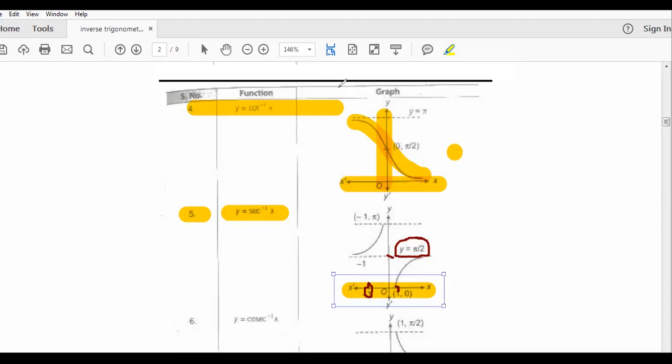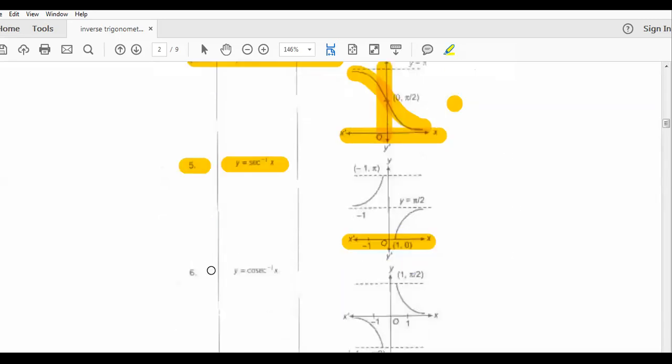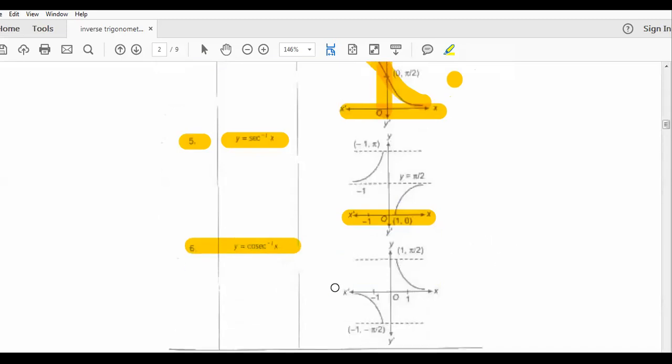So the graph of this function is like this. Okay, so this is a curvilinear graph again. Now come to the next graph, the last one. The last graph is cosecant inverse x. Now again for cosecant inverse x, what is the domain of the function?